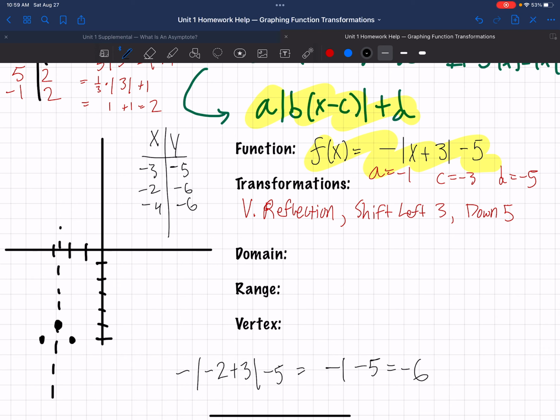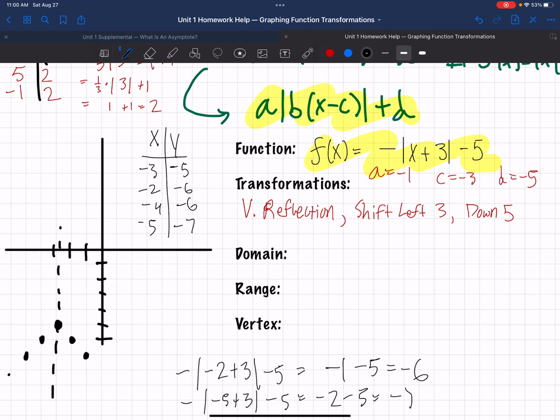You're welcome to plug in more. I mean, you can plug in like, I don't know, -5. Negative absolute value, -5 plus 3. -5 plus 3 is -2. Absolute value -2 is 2. So this is -2 plus minus 5 equals -7. Right? And so I would get this point right here. And then reflect it right here. Okay? Yeah, so that's what my graph looks like.